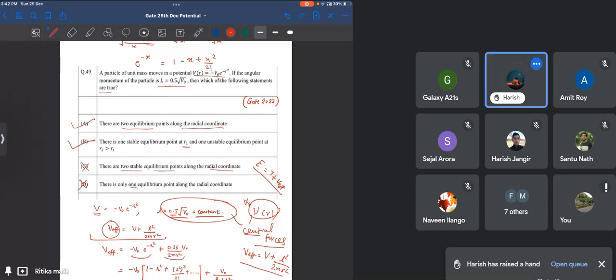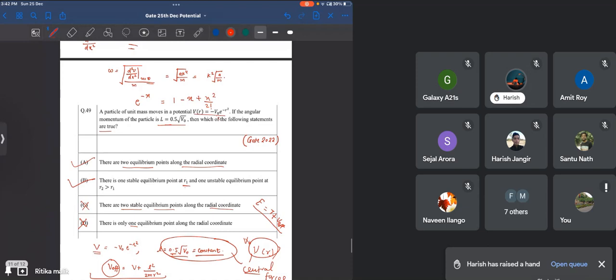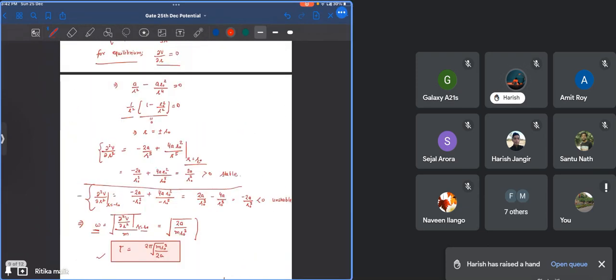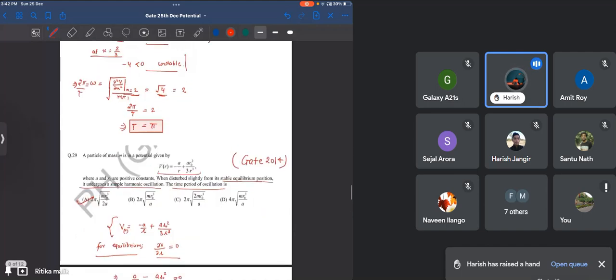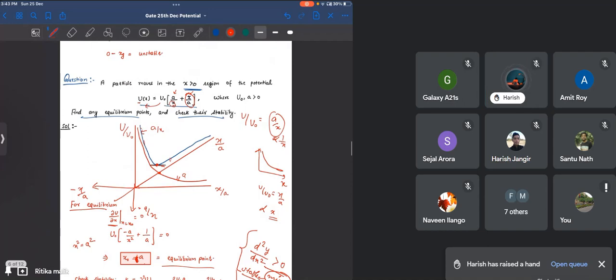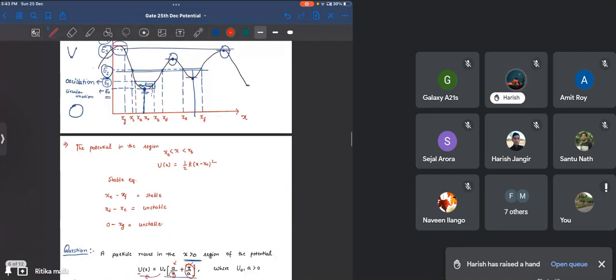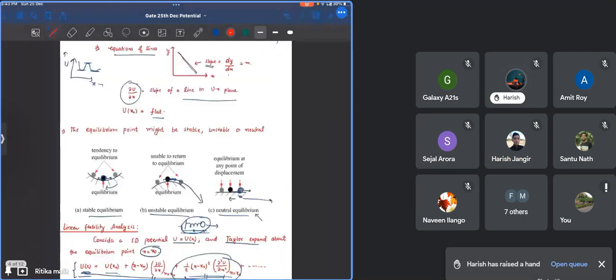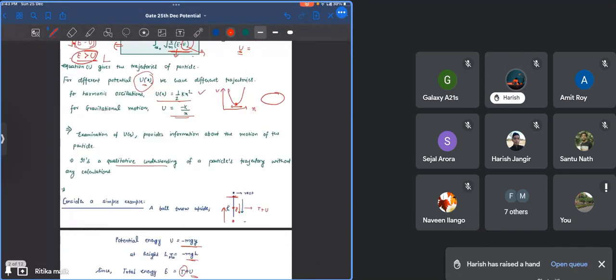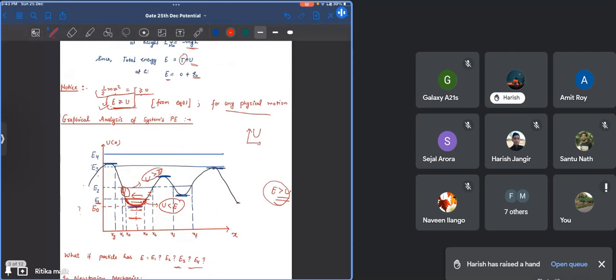Yes. Okay, so is there any other doubt? Okay, you will score in this question on this topic in the GATE exam eventually. This is not tough.